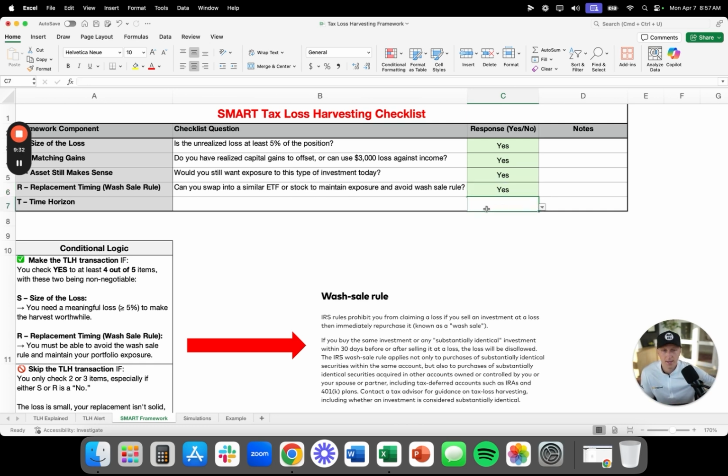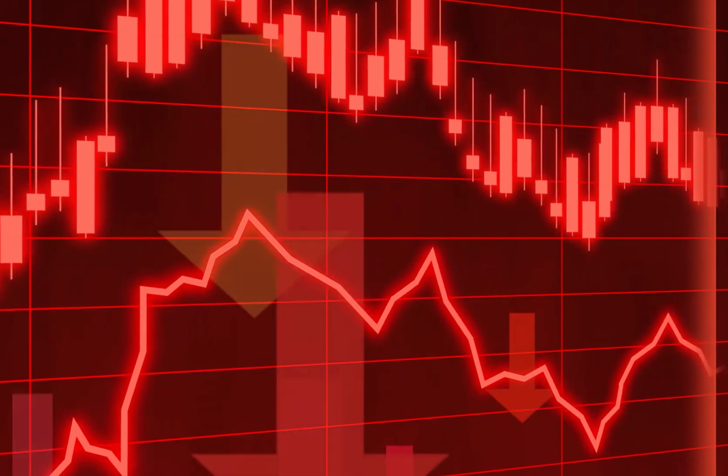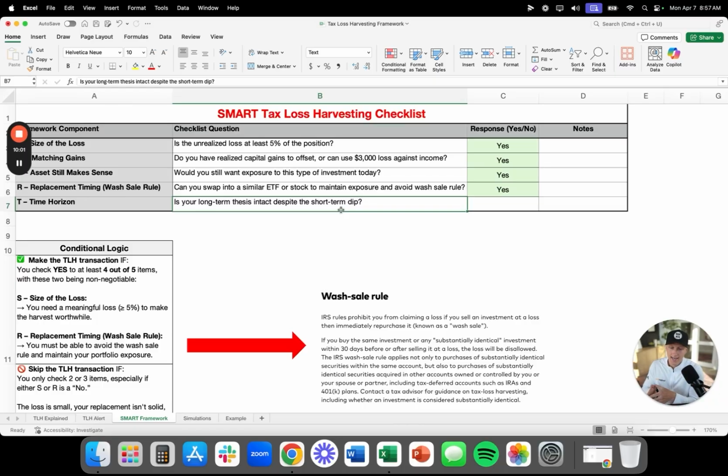Again, we'll get to the simulations in a second. And then the T of this is the time horizon. Is your long-term thesis intact despite the short-term dip? What this is referring to is exactly what I was saying from an emotional standpoint within the A part of the framework. When you set up your portfolio, you should be willing to accept the risk that comes with that portfolio. So if you're dipping 20%, you should have already known that's potentially going to happen. The portfolio has the potential to dip 20%, maybe 30%, maybe 40%, depending on how you concoct it. That's okay, but you have to be aware of that.